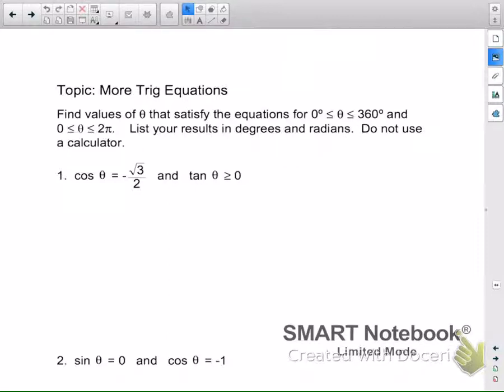We are, first of all, not going to answer in both degrees and radians. We're just going to go with radians. More of this stuff is used in radians in calculus than in degrees. So we're going to focus on radians. There are 2 things in question 1. You need to meet both conditions. Cosine is equal to negative root 3 over 2, and tangent is what?